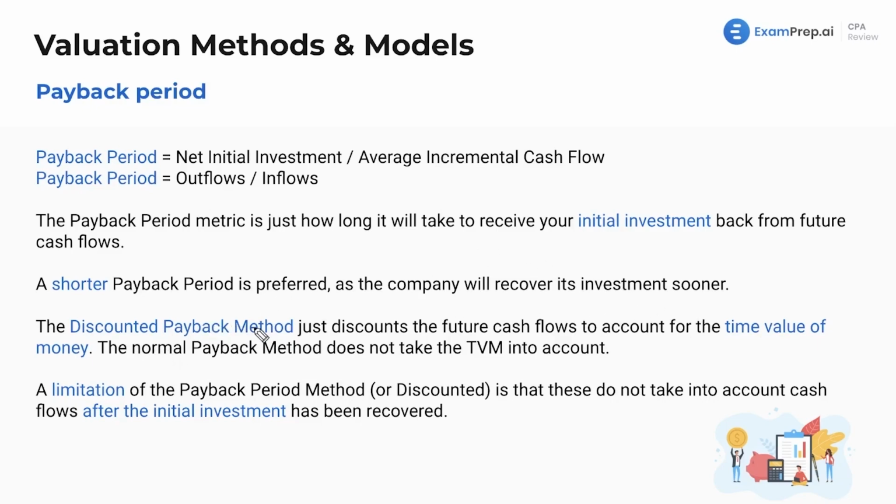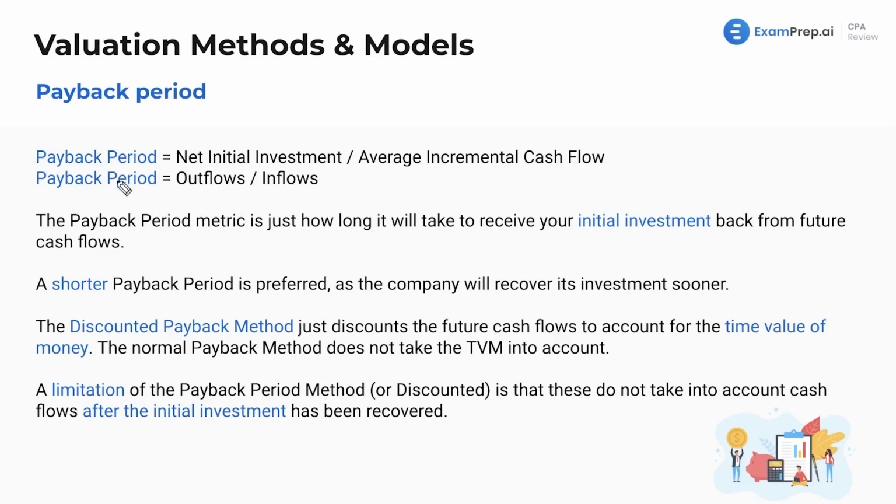What's the discounted payback method? Sounds scary. All it is, it's just the same thing. It's the payback period, but we use present value factors. We discount them in order to account for the time value of money. So it's the same thing, but if the cash flows happen in year 2, we'll use the year 2 present value factor on it, and then year 3, just like that. It's the same thing.